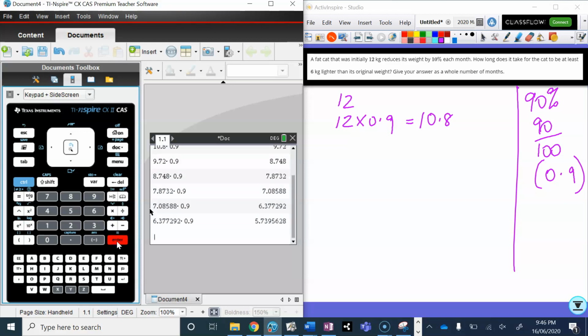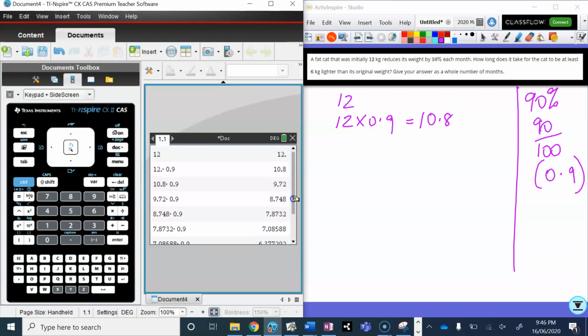So you basically can just keep clicking enter until your weight falls below 6 kilos. Then all you need to do is figure out how many clicks did you do. So how many months are we talking about? Month 1, month 2, 3, 4, 5, 6, 7. So we've clicked enter 7 times to get that cat's weight below 6 kilos.